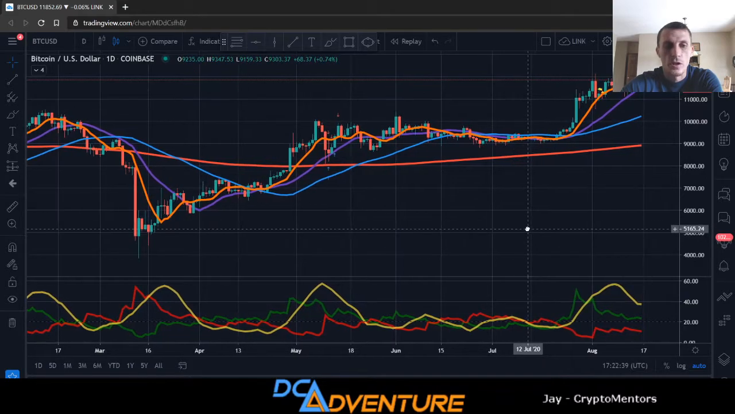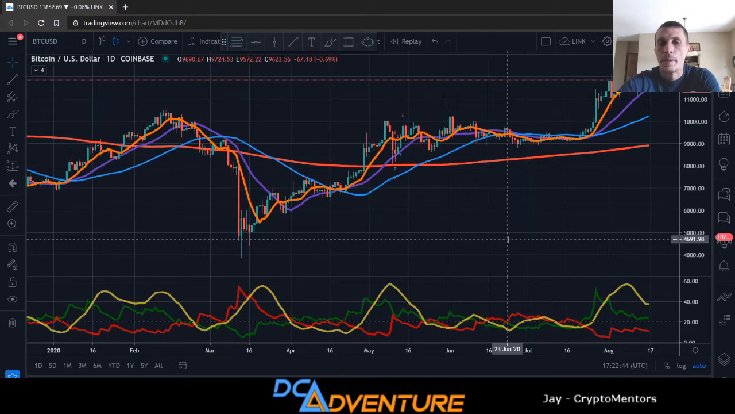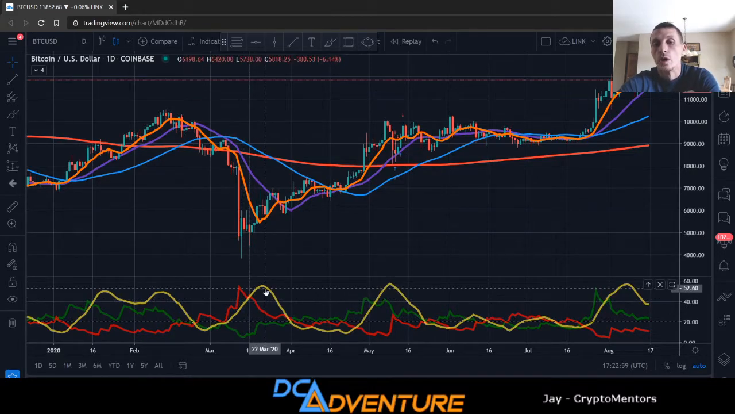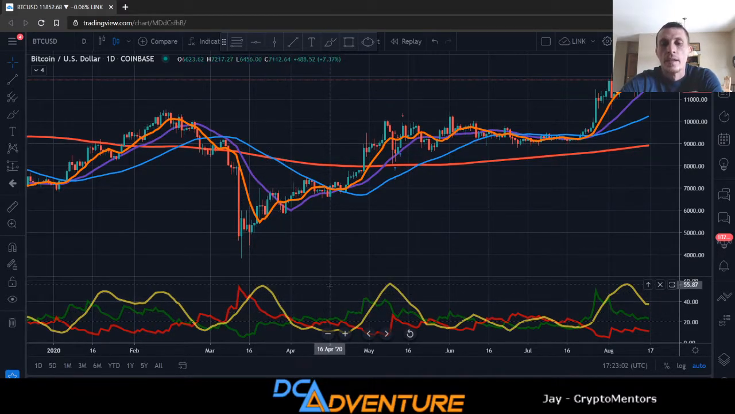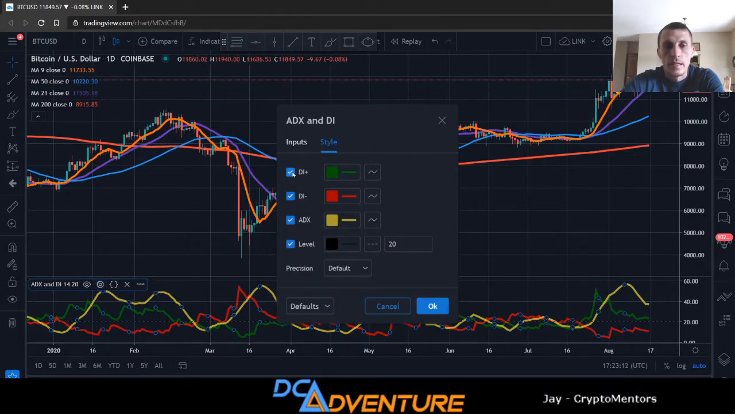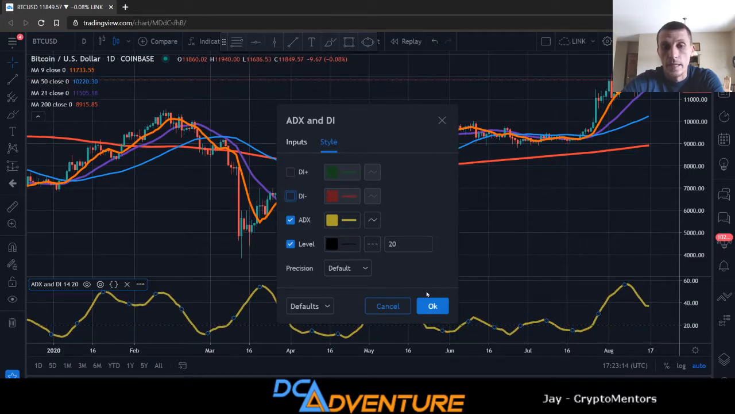It's very accurate. It's called ADX DMI, however you want to say it. But basically what it does is tell you the strength of the trend. The yellow line here is your ADX, okay? And this is what's telling you if the trend is strong or if it's getting weaker or if it's not trending at all. So I'm going to go in here and we're going to take off the red and green line real quick, and I'll just explain the ADX part of it for right now.